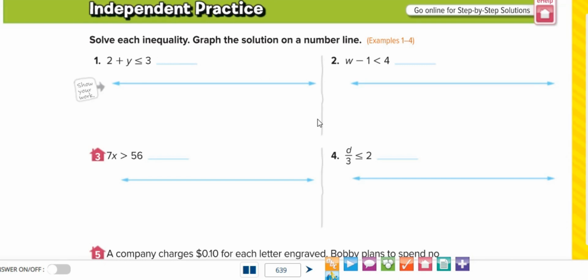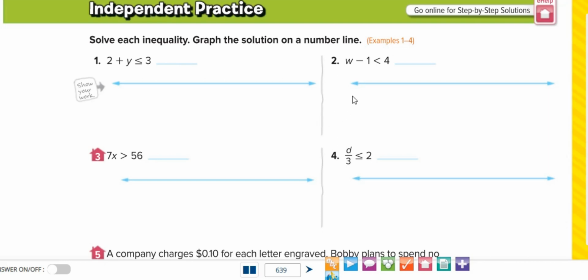Today we will continue studying lesson 7 in chapter 8. So I recommend that you bring your books and open on page 639. We will solve some independent practice, and if you already solved some problems, please compare your answers to mine so that you can be sure if your answers are okay or not.